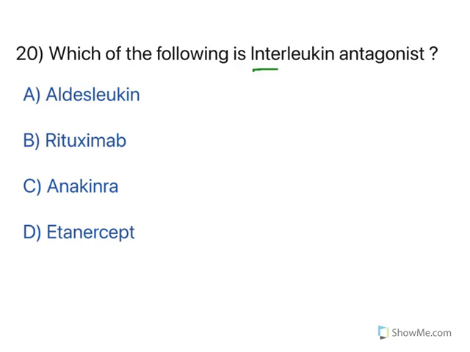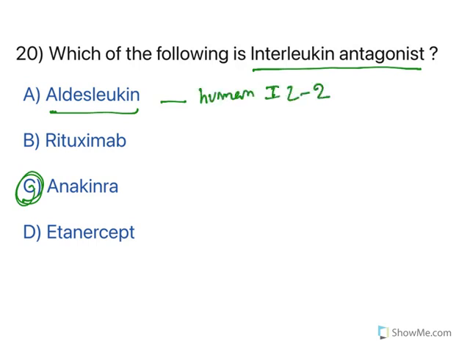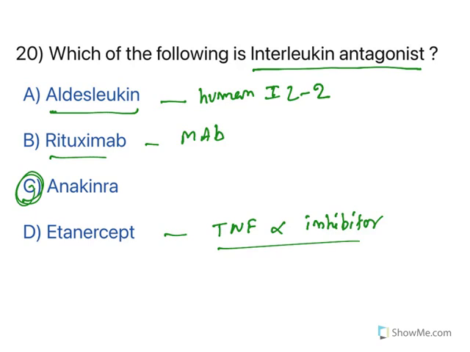Now, which of the following is an interleukin antagonist? Anakinra is an interleukin antagonist. Whereas aldesleukin, see, everything has got a particular use. Aldesleukin is a modified human interleukin 2. Whereas rituximab is a monoclonal antibody which is used to treat cancer. Etanercept is a tumor necrosis factor alpha inhibitor.